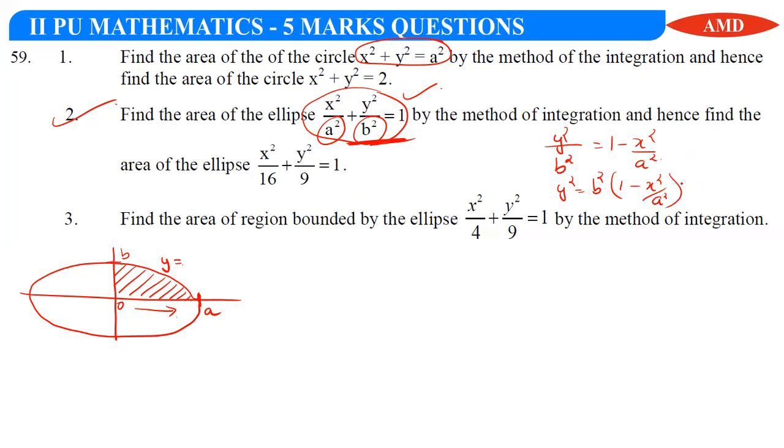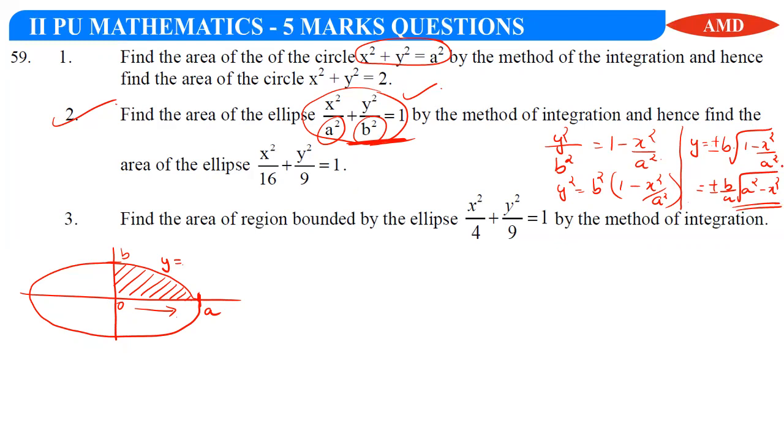Further you can say that y is equal to plus or minus b into root of 1 minus x square by a square. This could also be written as plus or minus b by a into root of a square minus x square. This is how we could write it.